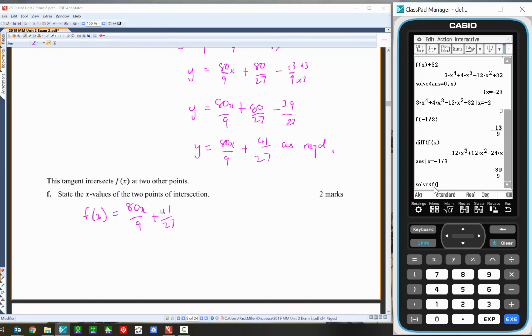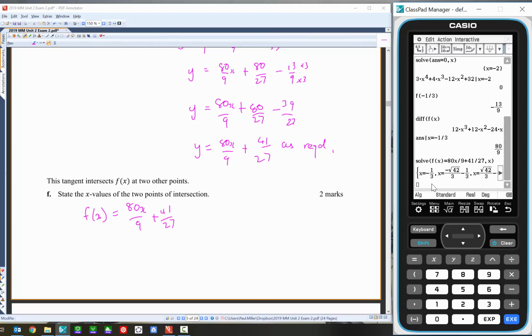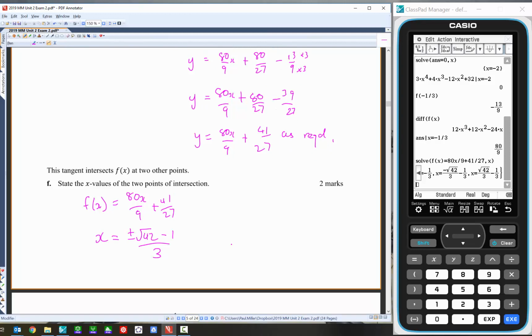We're going to solve f of x equals 80x/9 plus 41/27 for x. All right, so there is x equal to negative 1/3. We know that these are the other two that we're interested in, though. These are the ones. So we're going to say x is equal to plus or minus root 42 take 1 all over 3, or just write it out like the calculator's got it. Either way, I was fine with that.